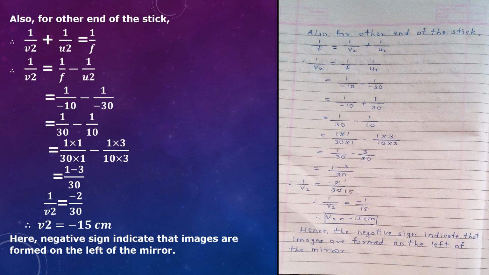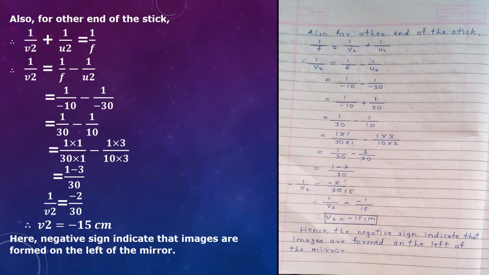Now 1 upon negative 10 as it is. Now here the object distance will change, minus 1 upon negative 30. So here again negative 30 and again the negative sign is there, so this 30 will become positive. So 1 upon 30 minus 1 upon 10. Here again we have to make their denominators equal. So it will be 1 minus 3 upon 30.